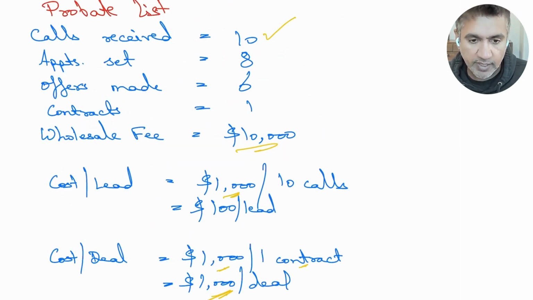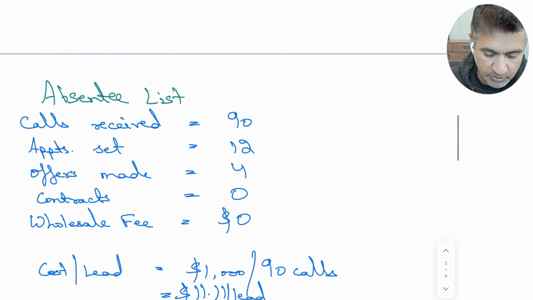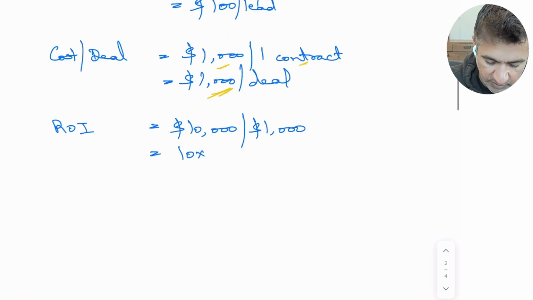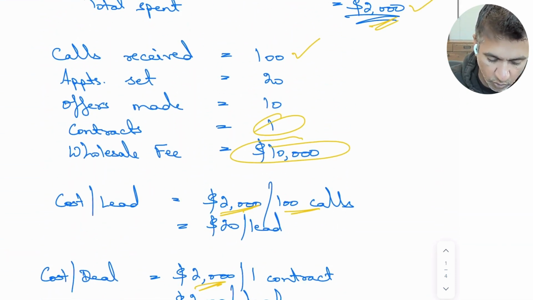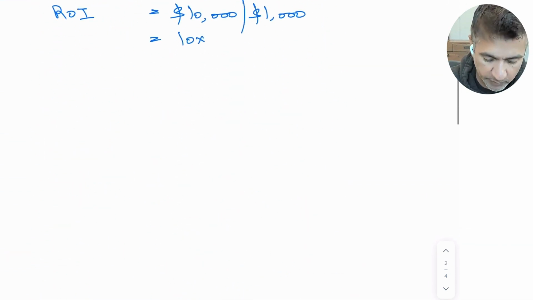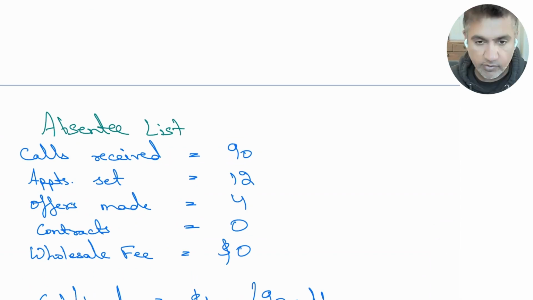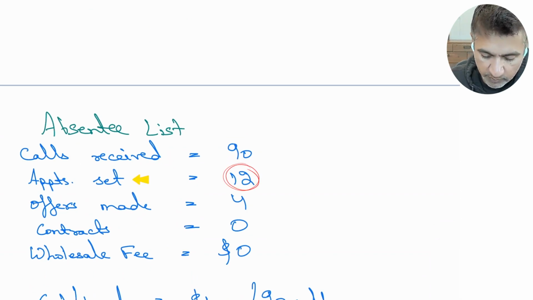So that's just looking at my probate list. Now let's look at absentee list. So these absentee lists, it's just the difference between the total numbers minus the probate list numbers. So I got 90 calls from my absentee list. I got 12 appointments, made 4 offers, but 0 contracts, didn't make any money.